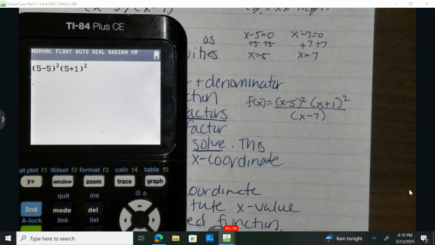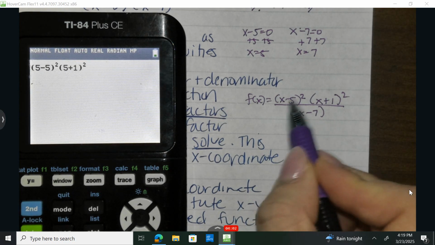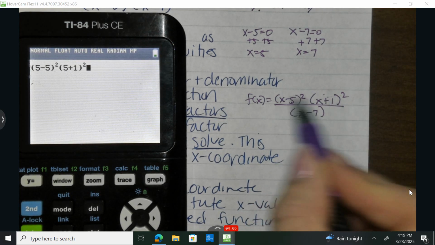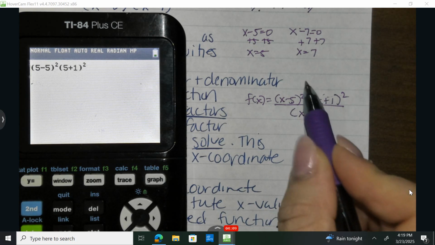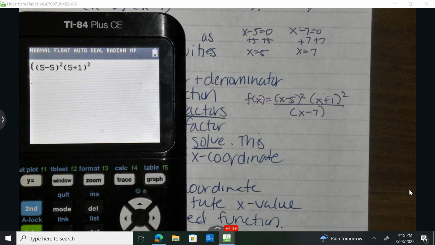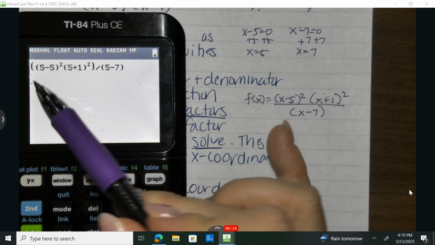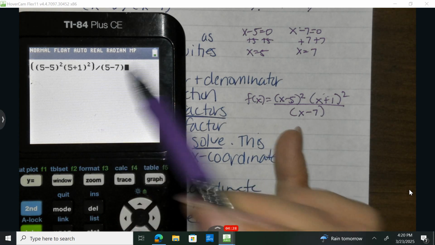Now some of you may have already recognized what this is going to be, because 5 minus 5 is 0, and 0 squared we know is 0. 0 times whatever is going to be 0, and 0 divided by, in this case, negative 2, is still 0. But for others that may not have caught on, let me do this one more time. So (5 minus 5) squared times (5 plus 1) squared, and that's the numerator. Now we're going to divide that by 5 minus 7. So I know this is 0. Well, 0 times 49 is still going to be 0, and 0 divided by negative 2 is still going to be 0.